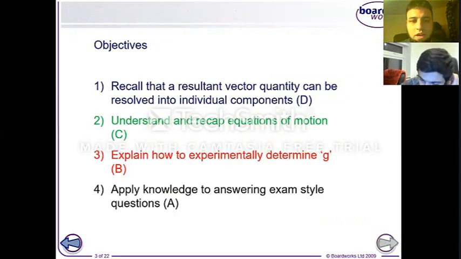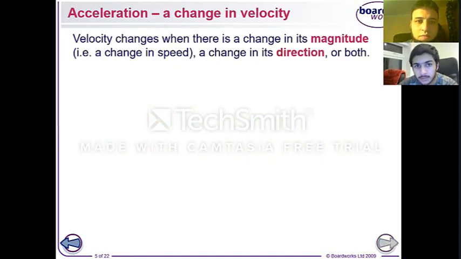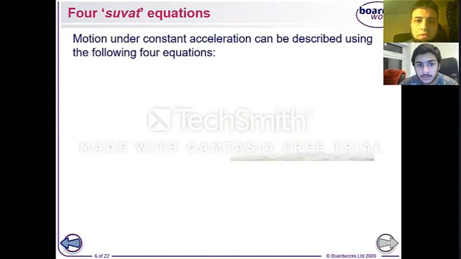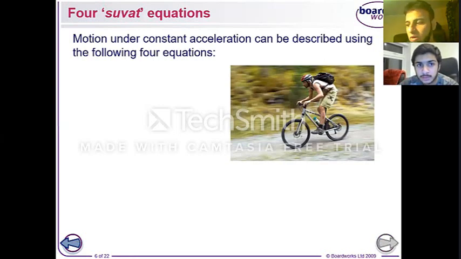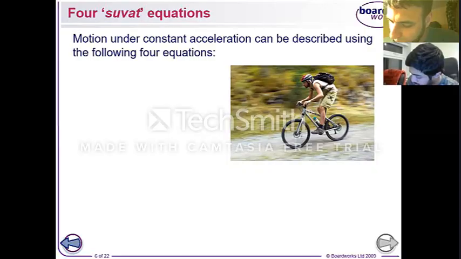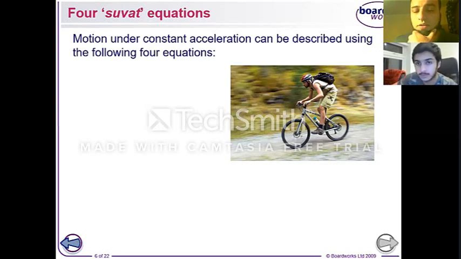So if I go back to your PowerPoint, you clearly understand how to calculate the individual components of a vector quantity. All right. So now we're going to recap the equations of motion. To do that, I want you to tell me what the equations of motion are. There's 4 equations of motion. Write them down on a piece of paper. Done. Okay. What did you write? Show me your answers on the camera.